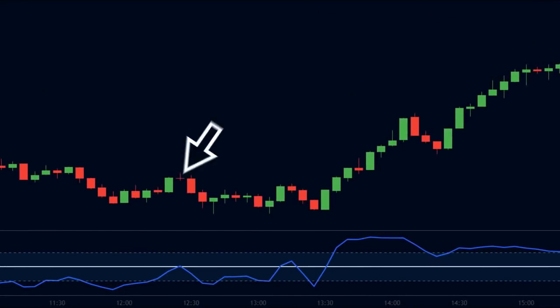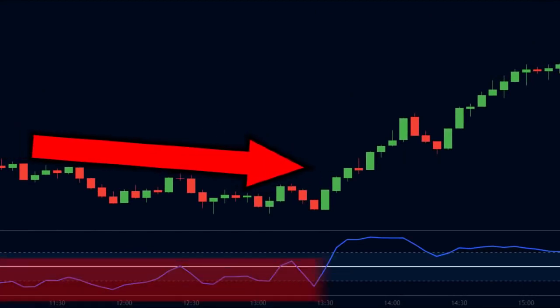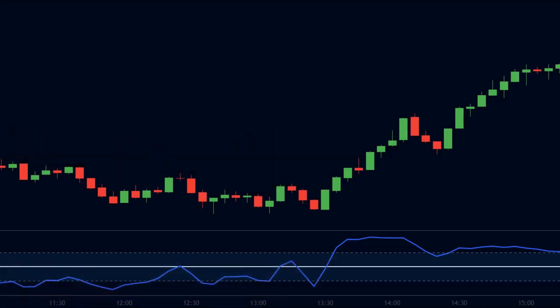For instance, look at this chart. Here, we see that during this time period, the price was in a downtrend as the CCI remained below the zero line. Then on this candle, the CCI finally breaks above the zero line. According to the general rule, when the price breaks above the zero line, it is considered to be an uptrend. But if we bought on this candle, we would have incurred a loss, as the price made 3 consecutive red candles after our entry.